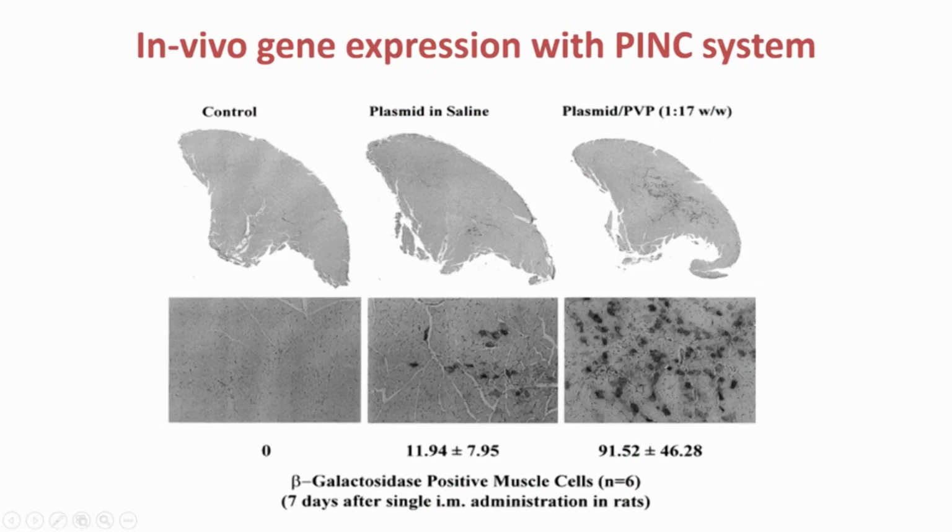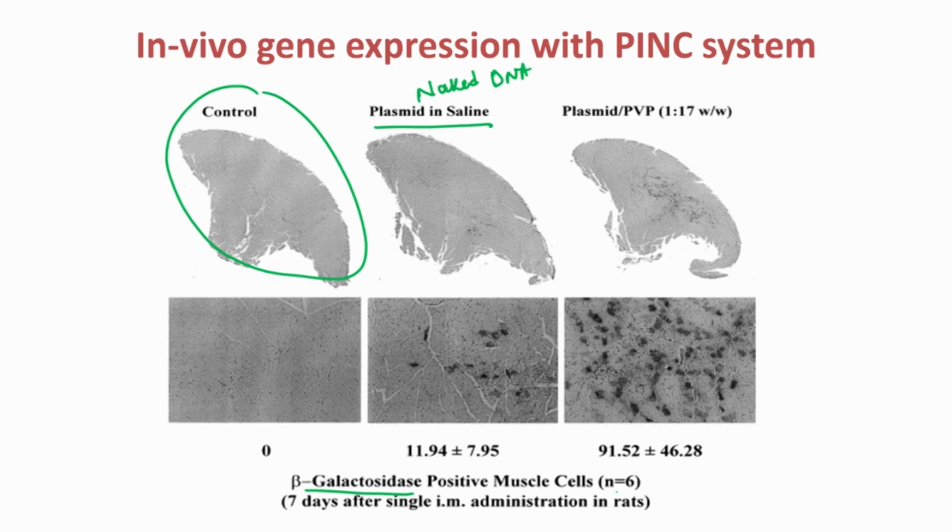So here are some examples. Here you have a control muscle that you are looking at. In this case you are delivering the beta-galactosidase gene, and this is what happens if you deliver naked plasmid. You are looking for beta-galactosidase positive muscle cells using some enzyme, which is going to cause these black precipitates to be present. So you see that if you are using just the plasmid, you do get some regions where you see this, and if you zoom into that, there are some cells that have taken it up and are actually expressing this enzyme.